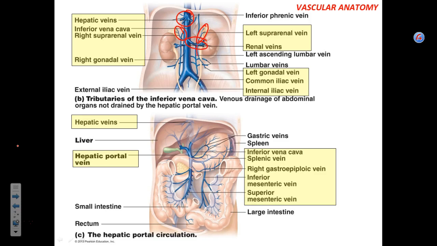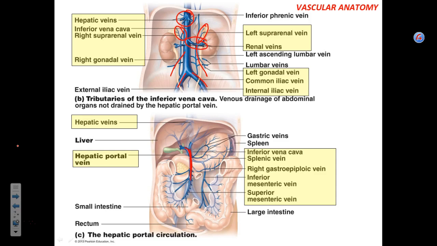Then you have gonadal veins and iliac veins. Okay. Now, here we come to the reminder about the enterohepatic circulation. So you see this large vein. This is the hepatic portal vein.